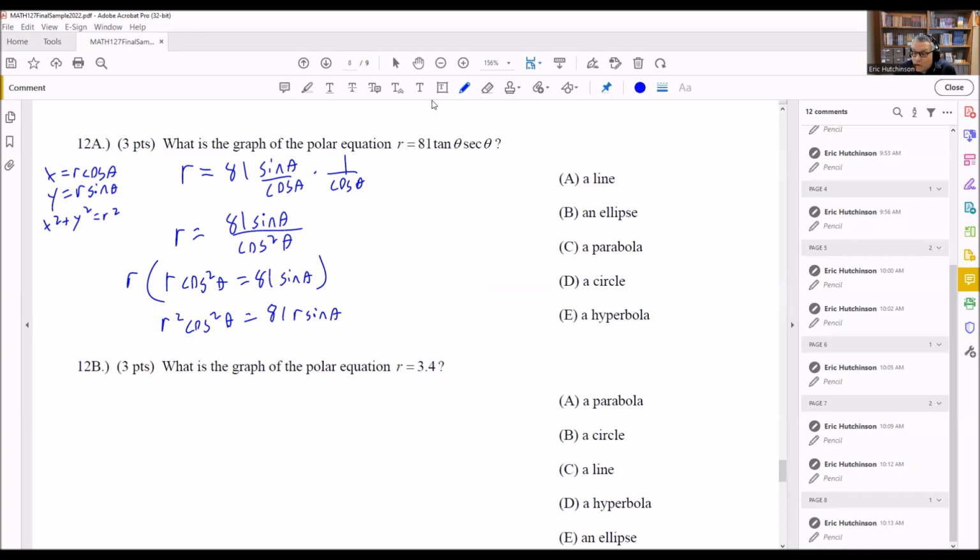This here can be written as r cosine theta, that looks a little neater here. R cosine theta, all that is going to be squared. So that's basically saying the same thing here. I have r cosine, all that squared. On this side, I have 81. This is still the same, 81 r sine theta. Okay, now this part is x that we see. I can put that in there directly. So I have x squared equals 81y.